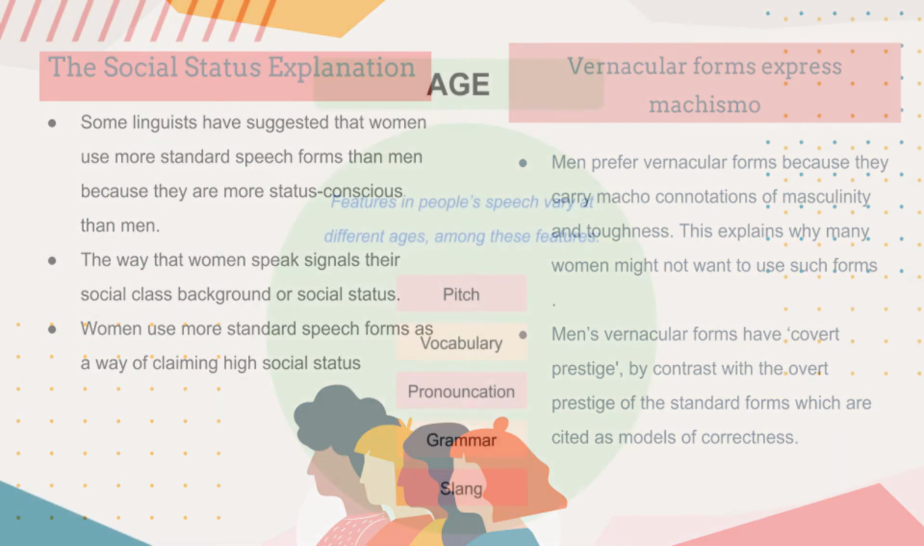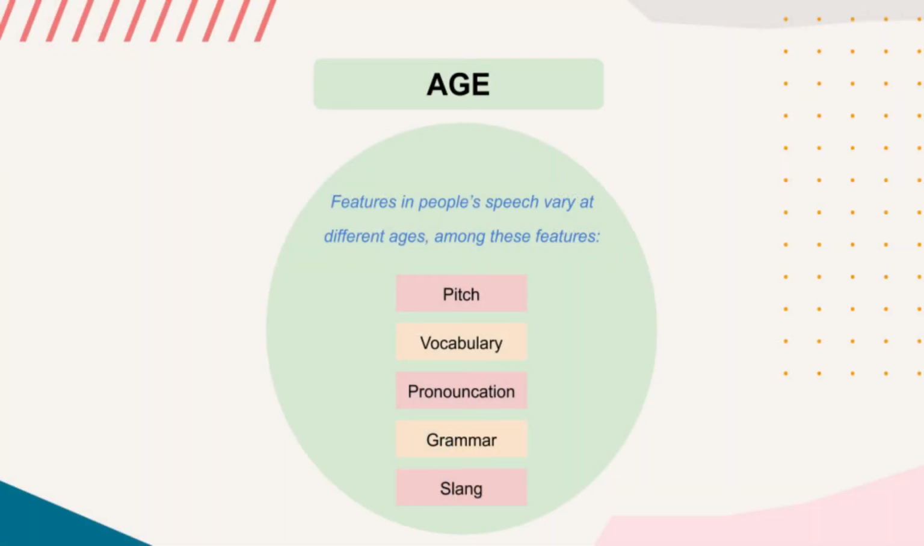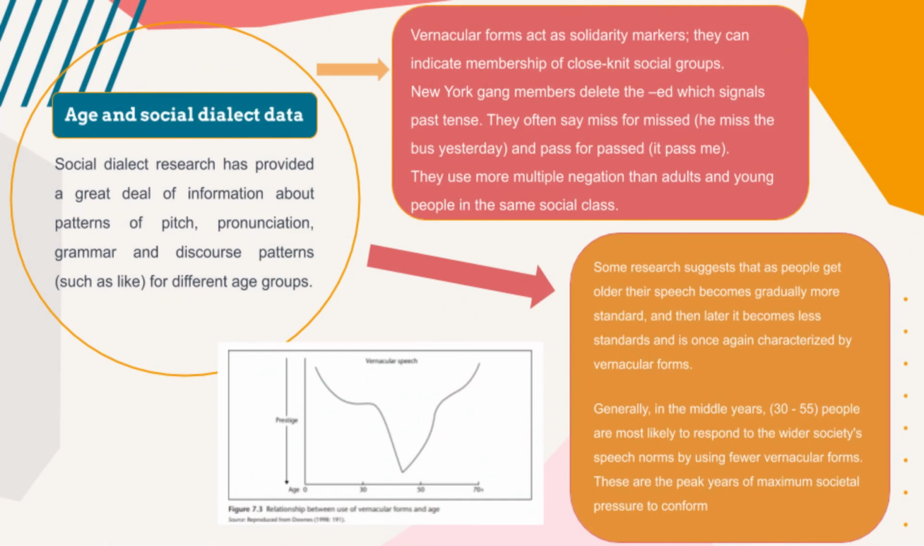Next, we have a new topic talking about age. Features in people's speech vary at different ages. Among these features are speech, vocabulary, pronunciation, grammar, and slang. Age and social dialect data. Social dialect research has provided a great deal of information about patterns of speech, pronunciation, grammar, and discourse patterns such as like for different age groups.